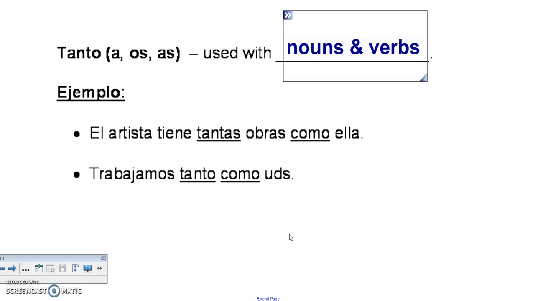Okay, so at this point, if you have any questions, please let me know, but you should be able to complete the homework in the activity packet on comparisons and superlatives.